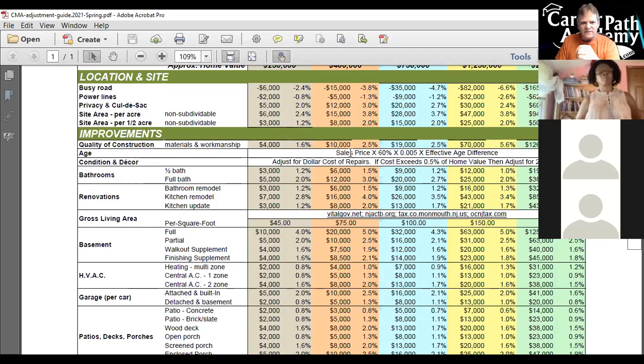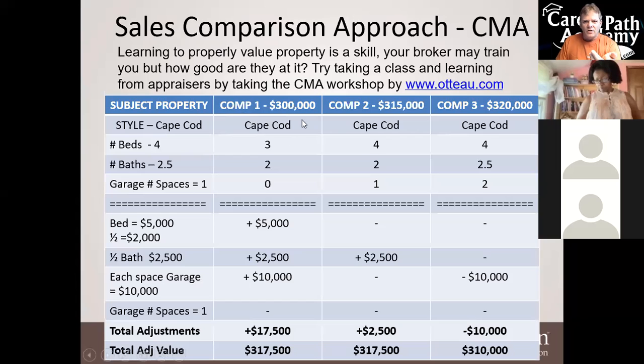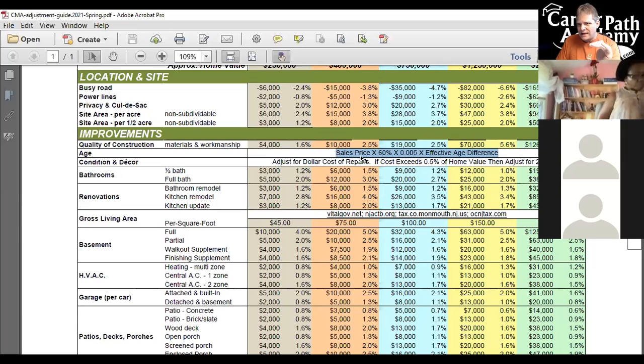They even give you formulas based on the age of the house. You'd have to make an adjustment for the age difference in the houses. Maybe one of these houses is a lot older than the subject property. You'd have to make an adjustment for the age of the house. And how do you do that? Well, they say here, you take the sales price that you end up calculating at the overall end, times it by 60%, and then times it by 0.005 times the age difference. That's the formula appraisers use.